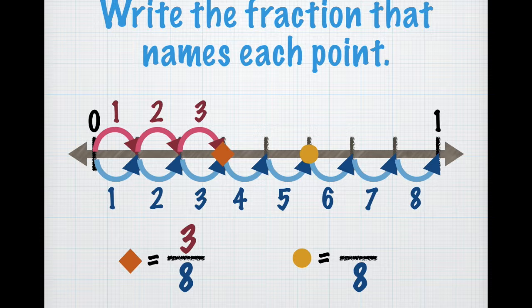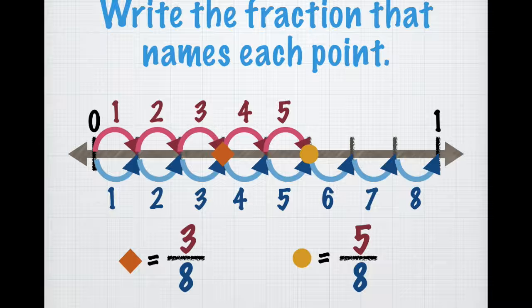To find my fraction for the yellow circle, I'm going to continue counting on top of my number line until I get to the yellow circle. So I've already counted 3 spaces to get to the orange diamond, so I'm going to continue from there. 4, 5. So my numerator for the yellow circle should be 5. Because it was 5 spaces until I got to the yellow circle out of the 8 spaces in between 0 and 1, my 8 spaces in the whole. So 5 out of 8 or 5/8.